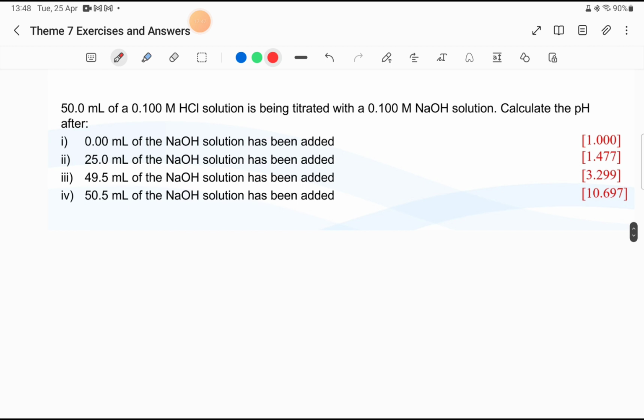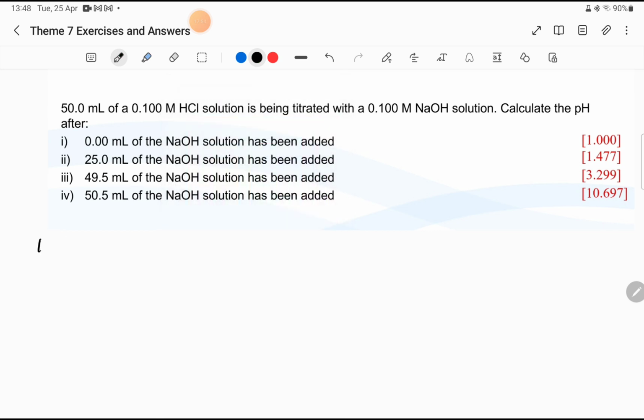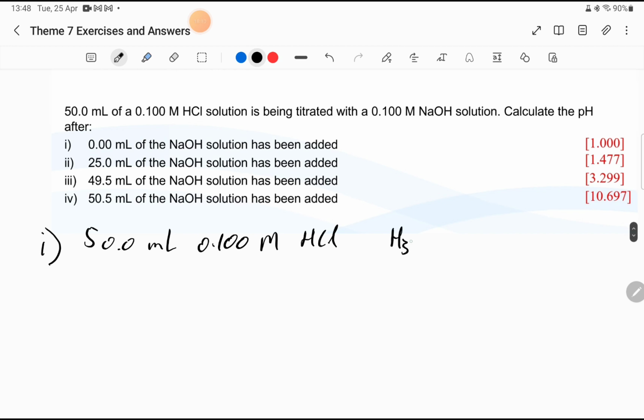So initially, we'll have 0 mL of the sodium hydroxide. So that means we'll only have 50 mL of a 0.1 molar hydrochloric acid solution. It's useful to just write out for us the reaction that we actually expect. So that'll be hydronium plus hydroxide to give us water.